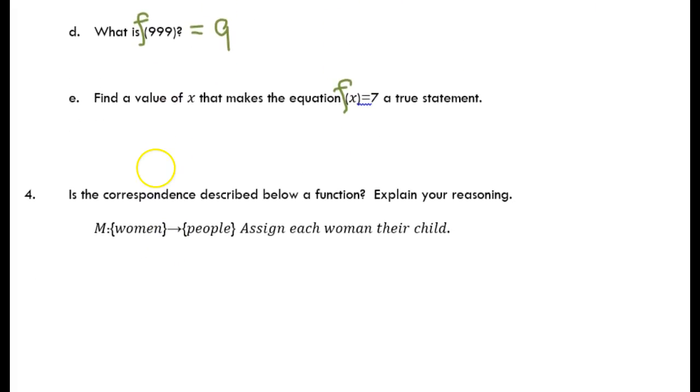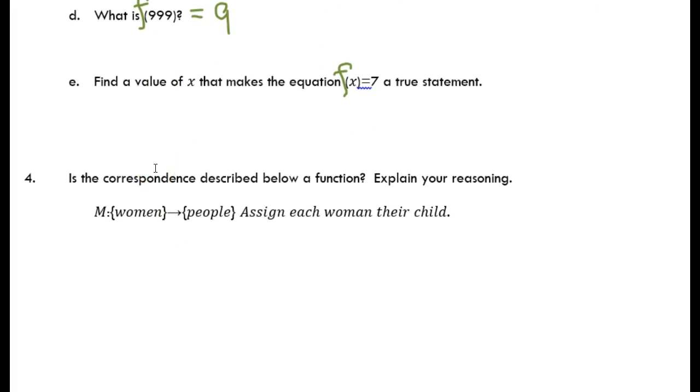And then E asks slightly different. It says find a value of x that makes the equation f of x equals 7 a true statement. So what we want to do is put an x value in there where 7 is the highest digit, because that's the answer, 7. So there's lots of answers here.